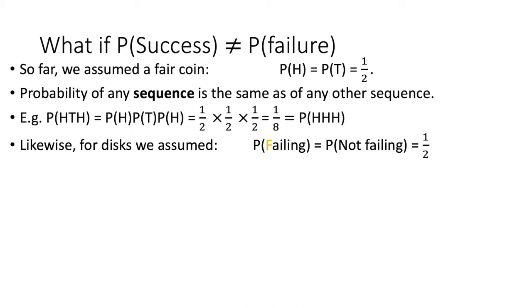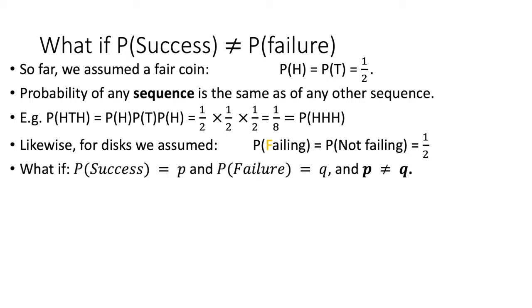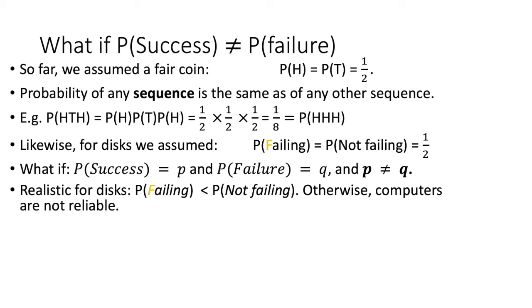Likewise, for the disks, we assume that the probability of disk failure is the same as that of a disk not failing. Since probabilities of all the sequences are identical, we didn't talk about them earlier on while calculating probabilities of the combinations. But what if these probabilities are not the same? Instead, we say the probability of success is p and the probability of failure is q, and p is not equal to q. This is quite realistic.